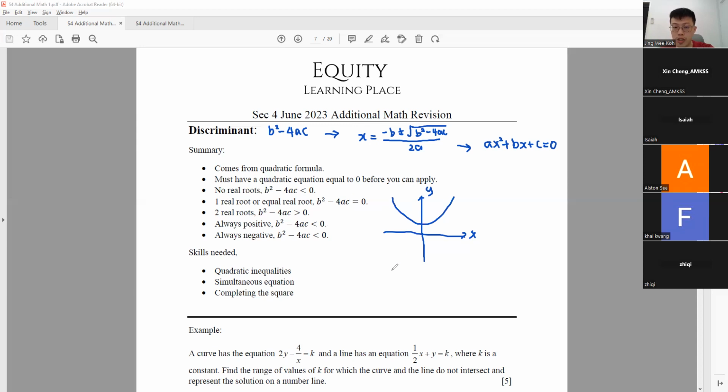Okay, always negative is the same thing. It's a sad face graph. Again, it does not cut your x-intercept. So when your equation is equal to 0, you should not get any x answer. And how do you not get any x answer? The thing inside the square root, which is your discriminant, must be a negative number so that when you press your calculator, square root a negative number, you get your math error, there is no answer. Okay, so in this part of the chapter, we use quadratic inequality a lot, your simultaneous equation, and occasionally completing the square. Okay, so let's take a look how we do the question.